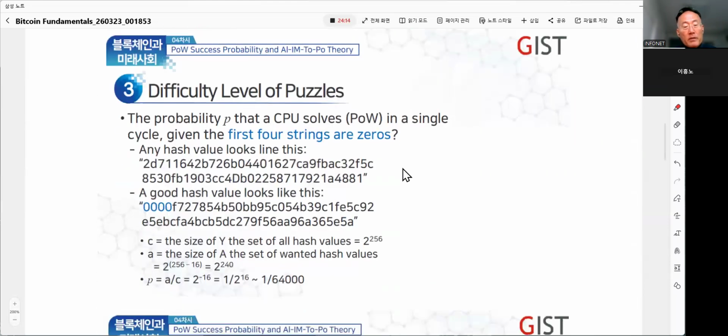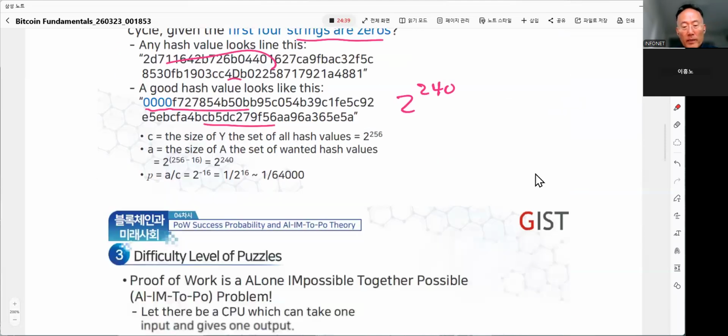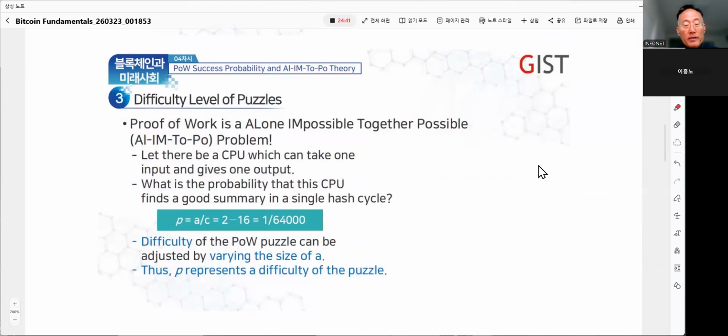And then basically you can control the difficulty by varying the target, right? So any hash looks like this, but a good hash value looks like this, a number smaller than 2 to the 240. Okay. All right. Now let's move on.